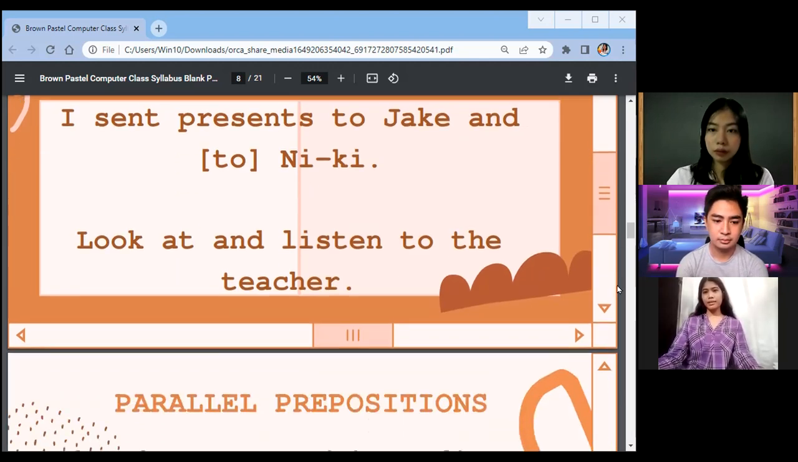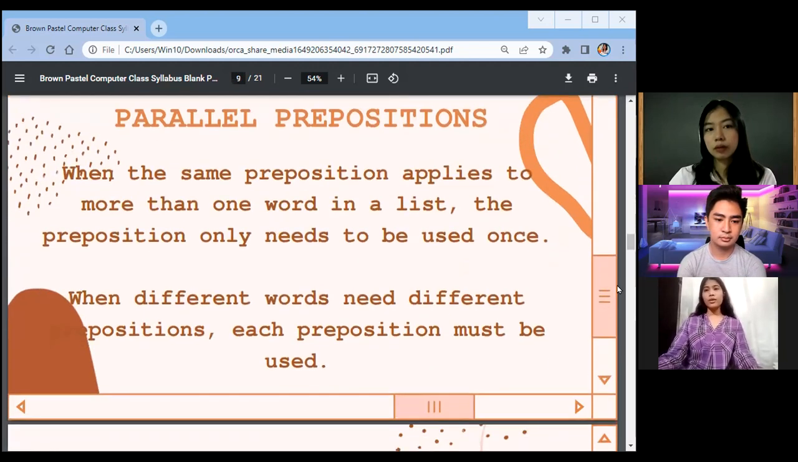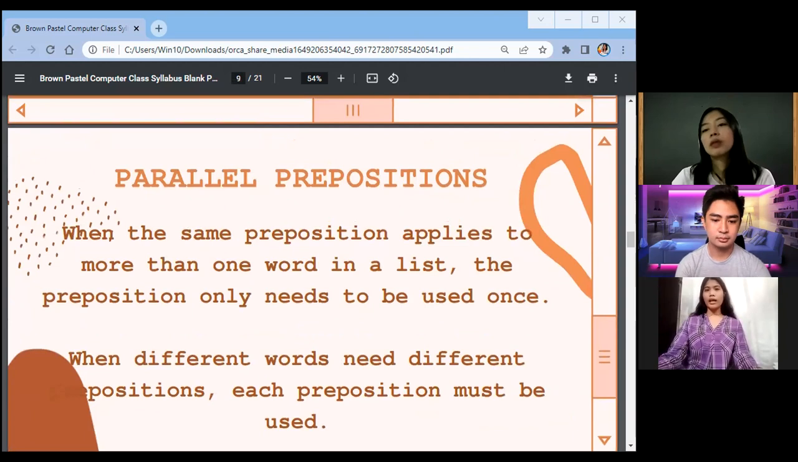Next slide, please. So parallel prepositions. It has two rules, like what I've said, like what we've used in the sentences above. The first rule is, when the same preposition applies to more than one word in a list, the preposition only needs to be used once, like what we did. We omitted the second preposition to, in order to avoid redundancy, because it serves the same function as the first preposition to.